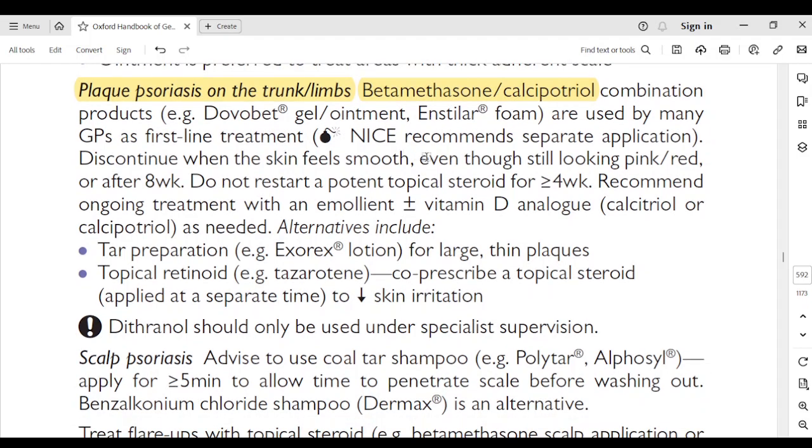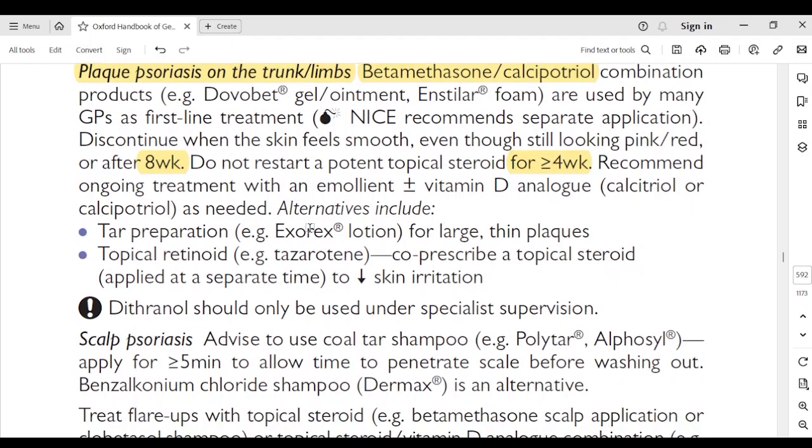NICE recommends separate application. Discontinue when the skin feels smooth, even though it still looks pink and red, or after 8 weeks. So for 8 weeks you can give the steroid at a stretch. Do not restart a potent topical steroid for at least 4 weeks. Recommend ongoing treatment with an emollient plus a vitamin D analog, calcitriol or calcipotriol, as needed.